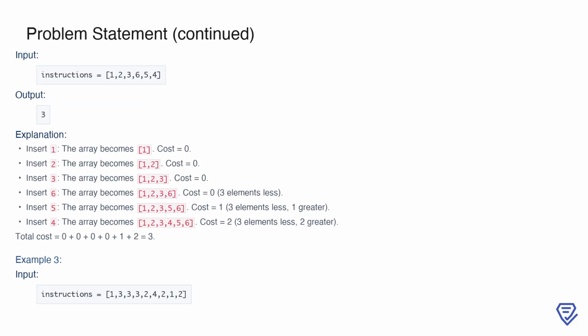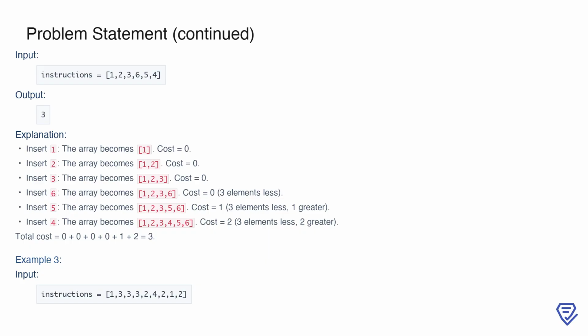Now let's examine a second example, where the instructions array is 1, 2, 3, 6, 5, 4. The process begins with inserting 1, producing the array 1 with a cost of 0. Inserting 2 creates 1, 2, again with a cost of 0. Adding 3 results in 1, 2, 3, with no cost as well. Next, we insert 6 into 1, 2, 3, producing 1, 2, 3, 6, with 3 elements less than 6 and no elements greater, so the cost is 0.